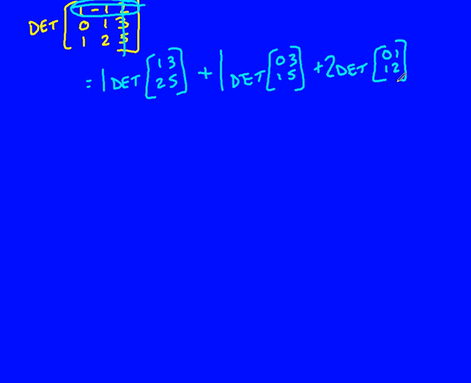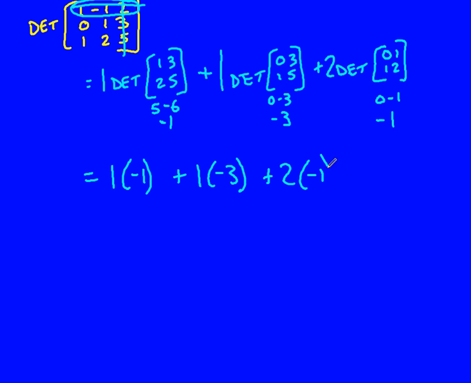All right? So what I'm going to do now is each individual determinant. So I have 5 minus 6 here, so this is negative 1. I'll have 0 minus 3, so this guy's negative 3. And this guy is 0 minus 1, so this is negative 1. So I have 1 times negative 1 for the first part, 1 times negative 3 for the second part, and 2 times negative 1 for the last part. So I should have negative 1 plus negative 3 plus negative 2. So my determinant here is negative 6.